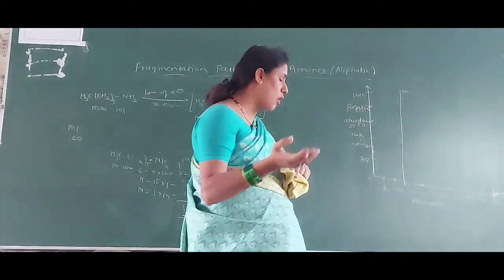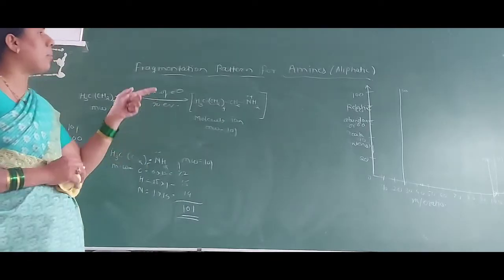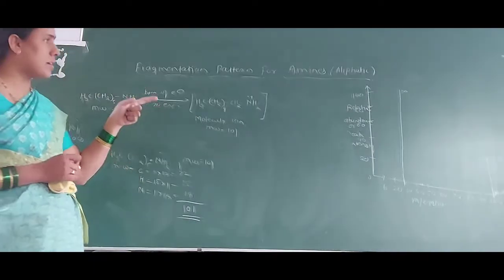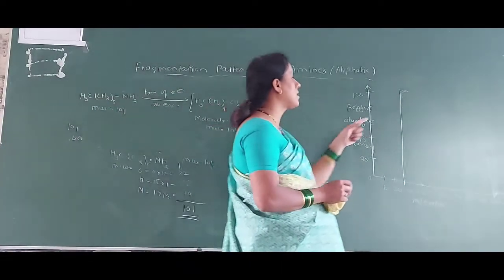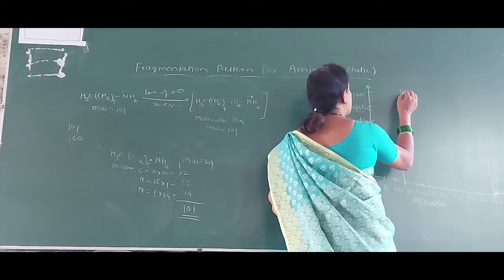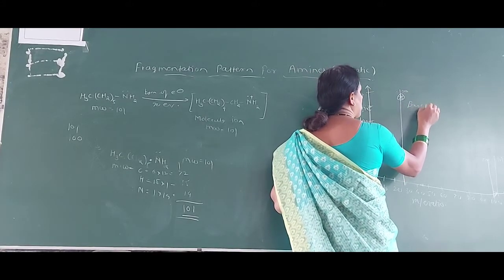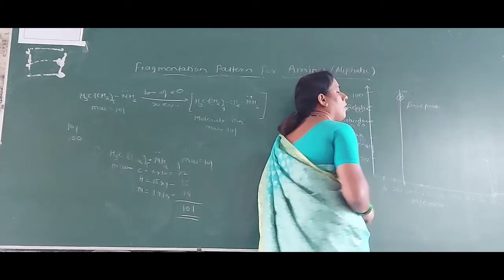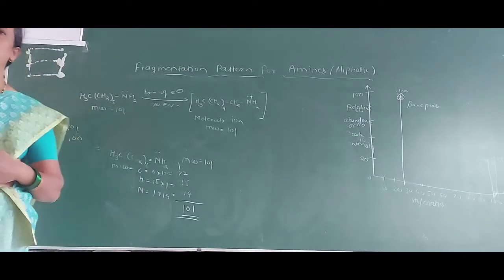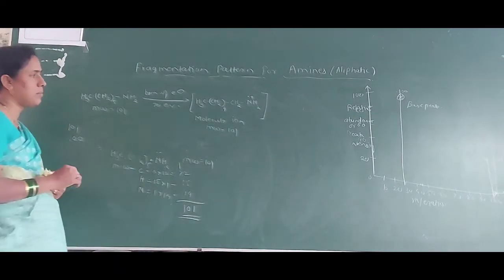Now, which peak is called the base peak? You have already answered. The peak with the highest intensity, at whichever mass to charge ratio, is called the base peak. In this example, this peak has the highest intensity, therefore it is called the base peak. This is common to all the aliphatic amines. The peak at m/e ratio 30 gives the base peak.